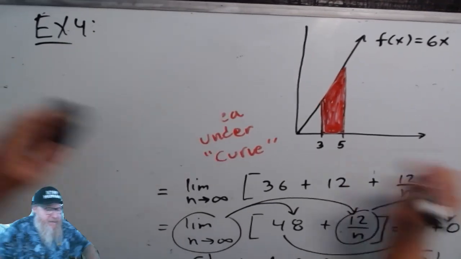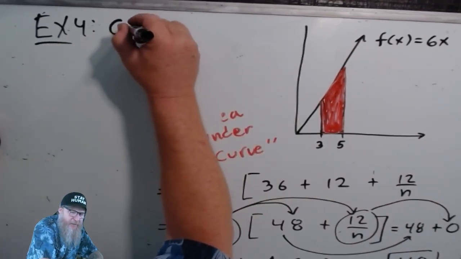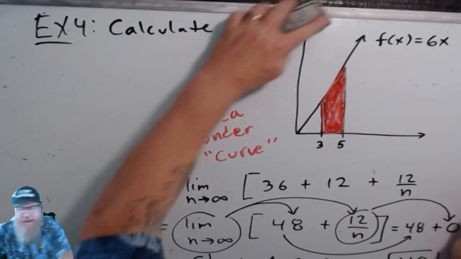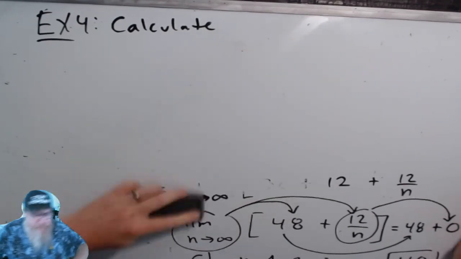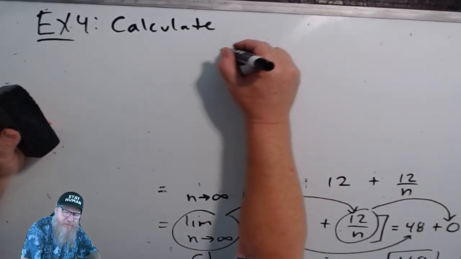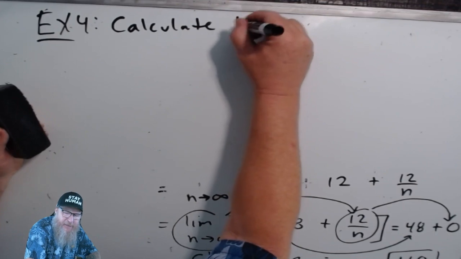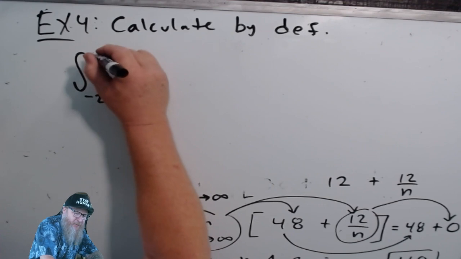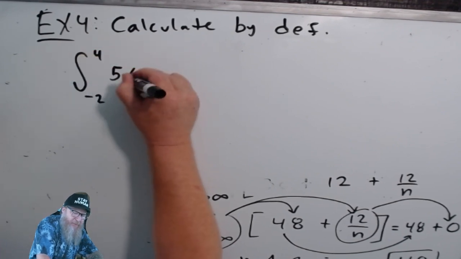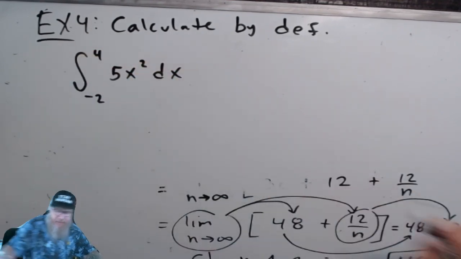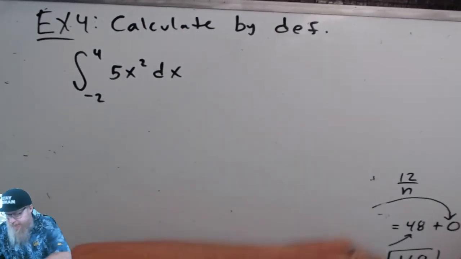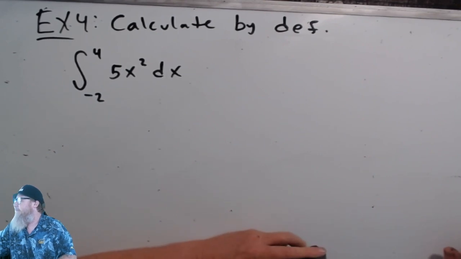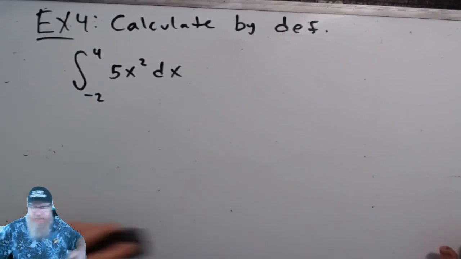Oh, I'm going to set it up as an integral. Calculate or evaluate or determine, or whatever the words we want to use. By definition, the integral, this is the one I was going to do earlier, negative 2 to 4 of 5x squared dx. All right, same idea.